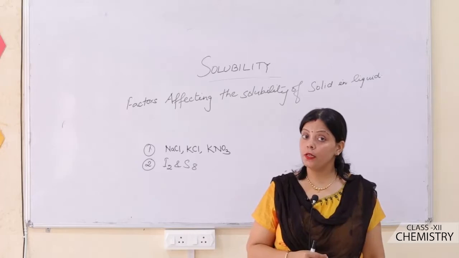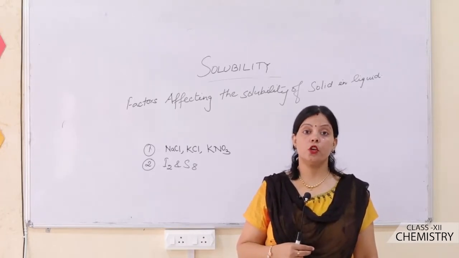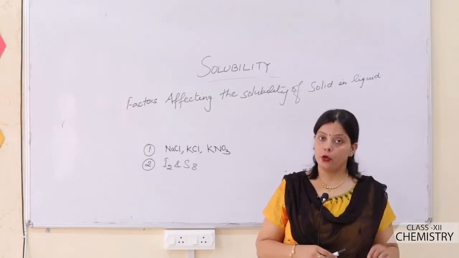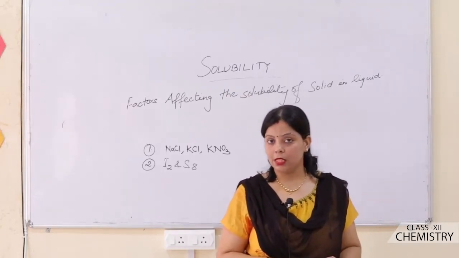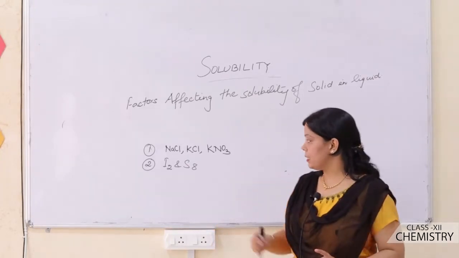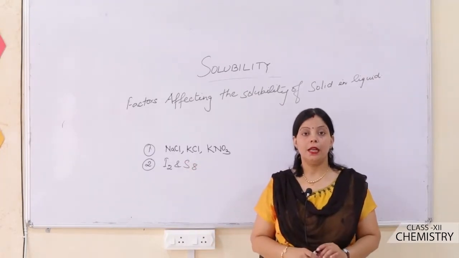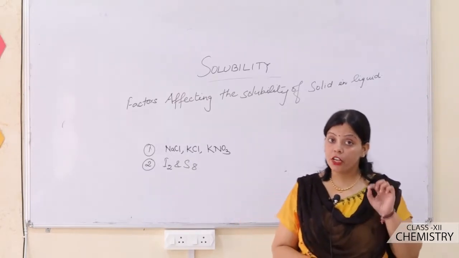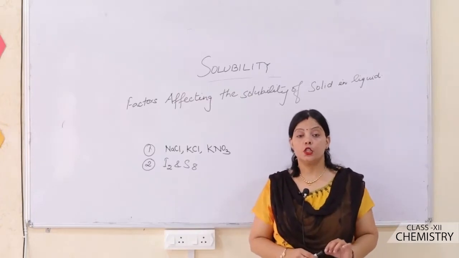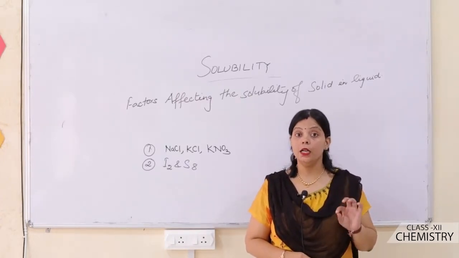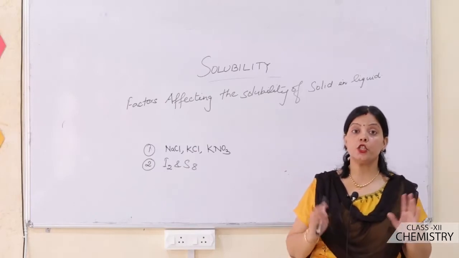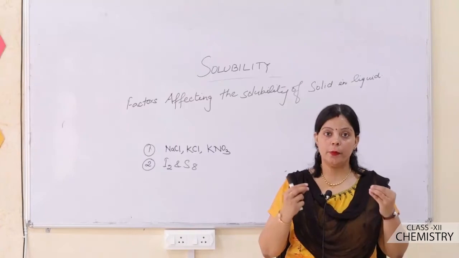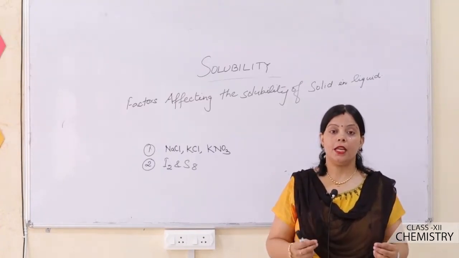The non-polar solvents, I have already told you, are carbon disulfide CS2, carbon tetrachloride CCl4, and benzene. These are the non-polar solvents, but these non-polar solutes are insoluble in polar solvents like water. So this is the first factor which affects the solubility of a solid in a liquid. The first factor is the nature of the solute. Based on the nature of the solute, its solubility is greatly affected in a particular type of solvent.